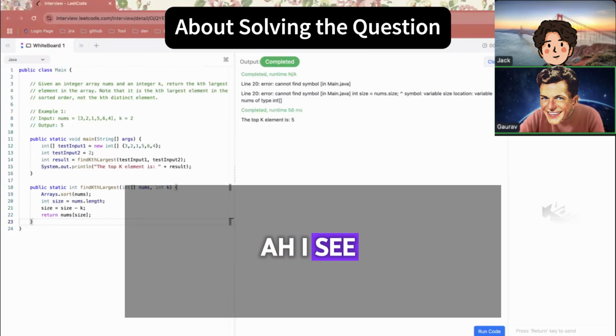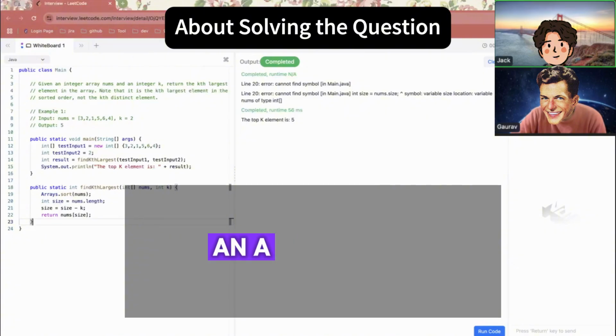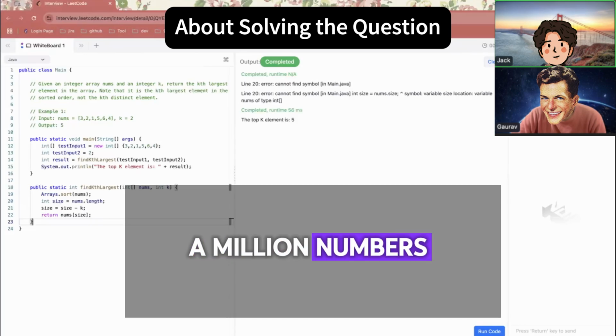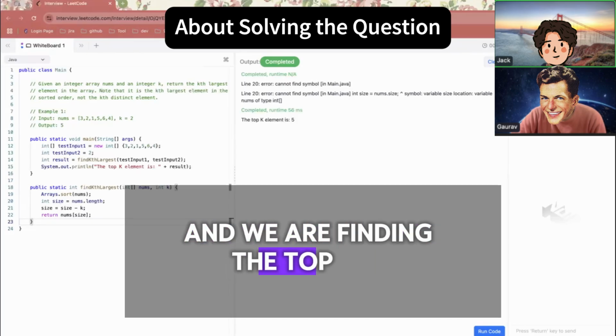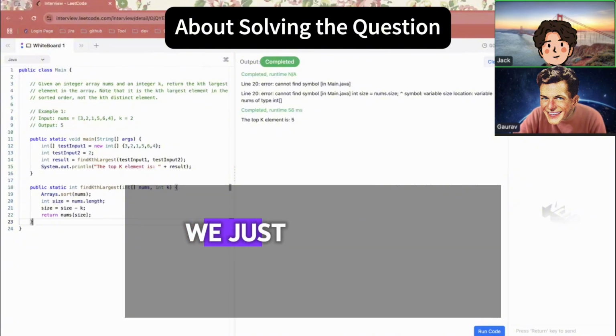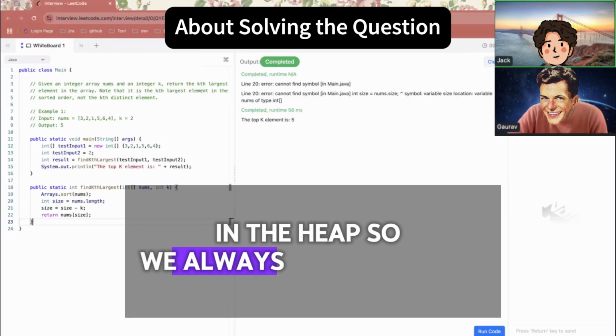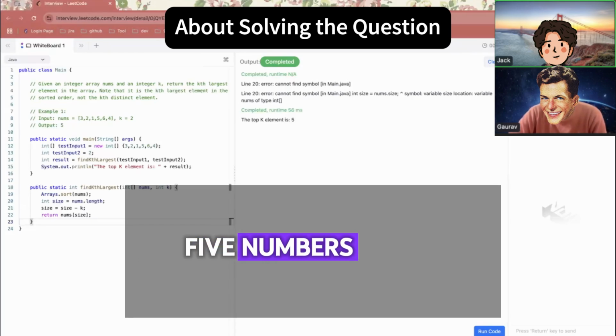I see. So that's saying if we are having an array with, like you mentioned, a million numbers and we are finding the top five, we are not sorting everything, but we just insert five elements in the heap. So we are always sorting those five numbers, right?